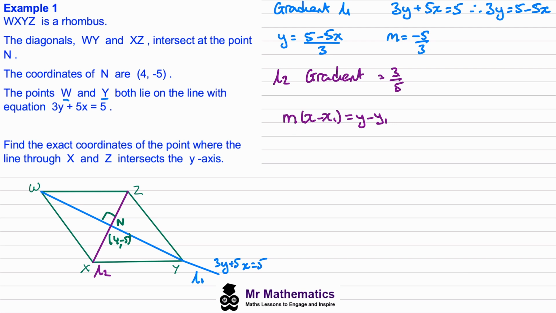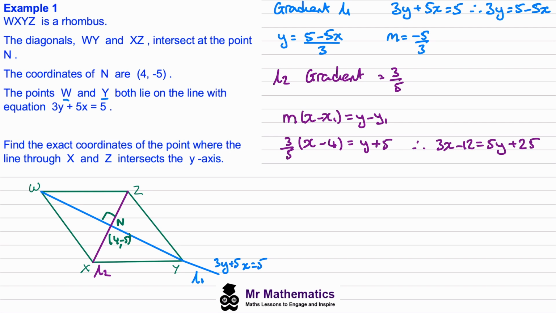So if we substitute in the gradient, 3/5, multiplied by x minus x1, which is the point on the line, 4, will equal y minus y1, which is -5. And a minus -5 becomes a plus 5. Now we can expand out this 3 and move this division of 5 to the right-hand side. Therefore we have 3x - 12 = 5y + 25.